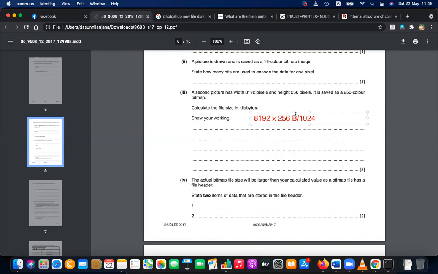You're asking kilobytes, so you can cut this, and this is 4. 8 into 256 is 2048. The answer is 2048, because 256 into 4 is 1024, again into 2 is 2048 kilobytes. You have to show the steps. That means you have to write horizontal pixels 8192, vertical pixels 256, size of 1 pixel 8-bit, equal to 1 byte. Actually, you have to show this into 1.